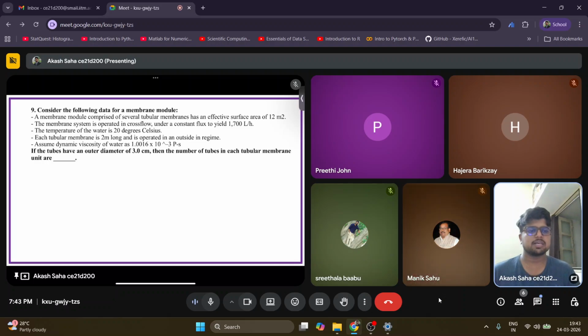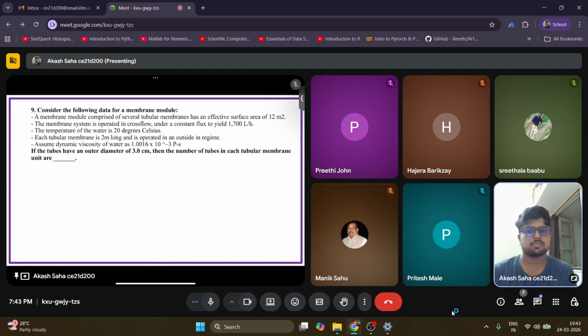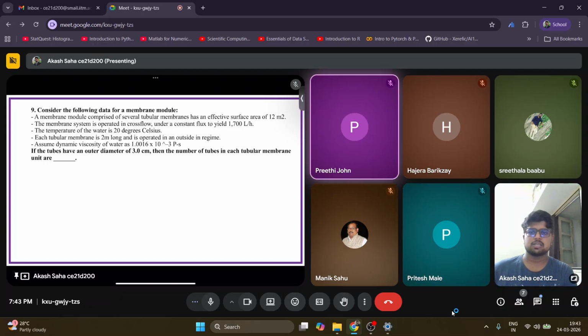Are you able to understand what is given in the problem? What is meant by outside in regime, and what is the flux and the effective surface area? Any idea about what this problem is? Do you know what is a tubular membrane? Because for membrane, we always assume it to be a sheet membrane, like a filter paper, a flat sheet membrane. But here it is mentioned as tubular membrane. So what is the shape of a tubular membrane? Cylinder? Cylinder, yes.